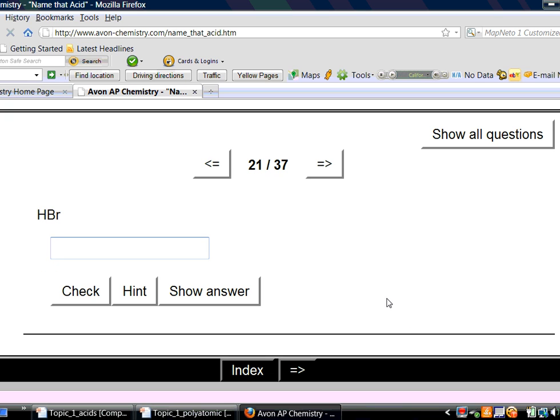Okay, try to name HBr. We have no oxygen in this compound. Also, bromate, BrO4, is not one of our polyatomics, so don't get creative and call this bromic acid, but call it hydrobromic acid.